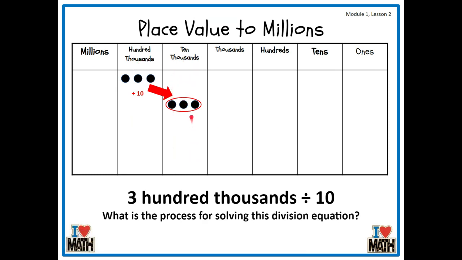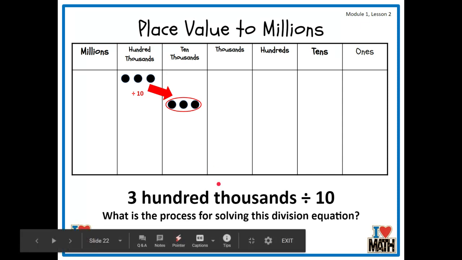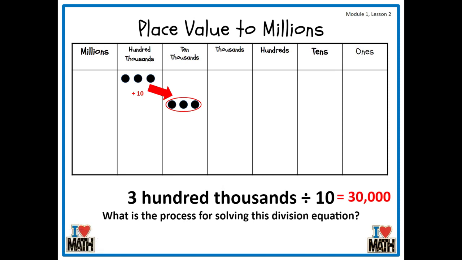And how many are in each group? Just like in the previous problem, there were 200 in each group. This one actually has, instead of 300,000s in each of these groups, we have 3 10,000s. What is 3 10,000s? We don't say 3 10,000s. We call them by tens. It would be 30,000. So 300,000 divided by 10 is 30,000.